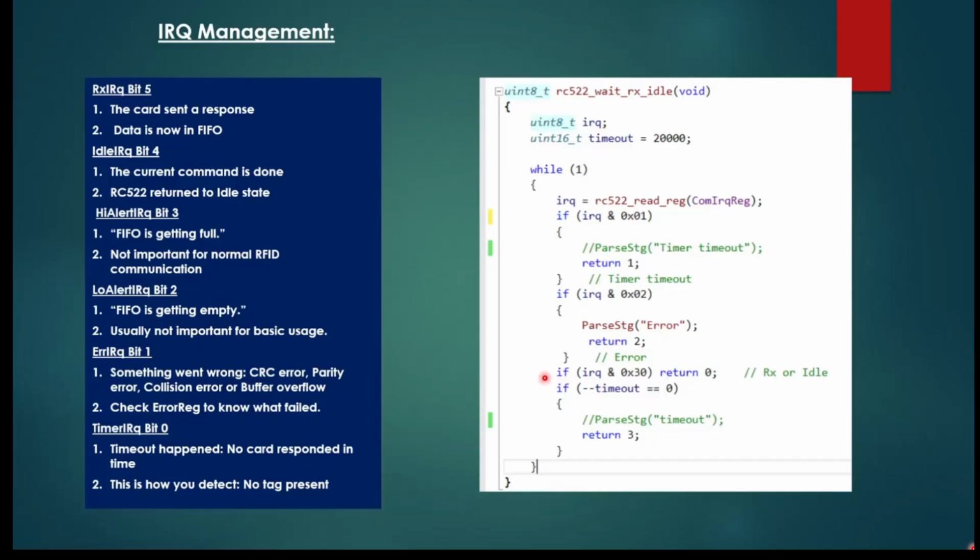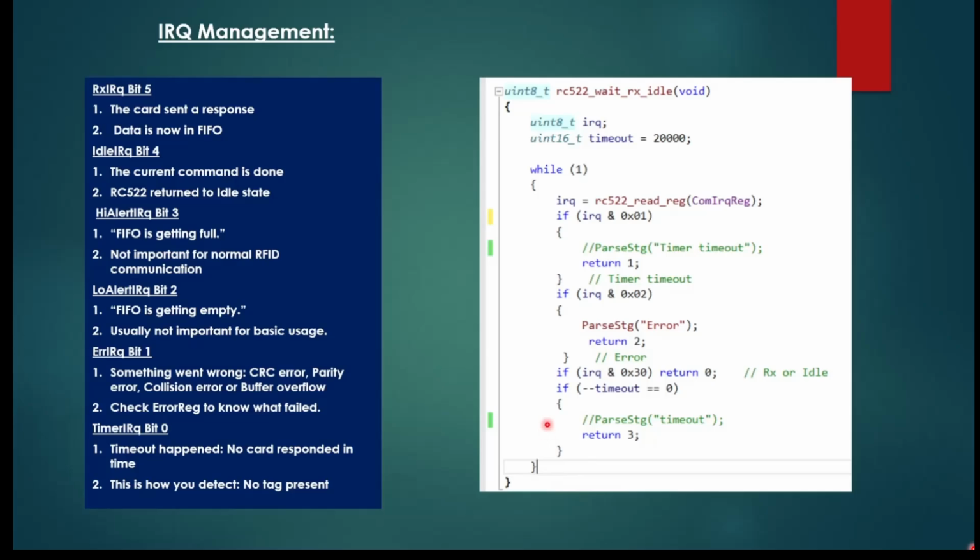Next, we have an IRQ. If we get an IRQ and it ANDs with 0x30 and that's true, then basically that means either the system is in idle, which means the task already got accomplished, or the card already sent a response and we have data on the FIFO. So basically, this means return 0. That means, hey, go get your data.